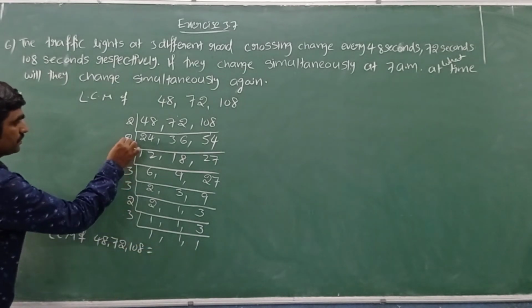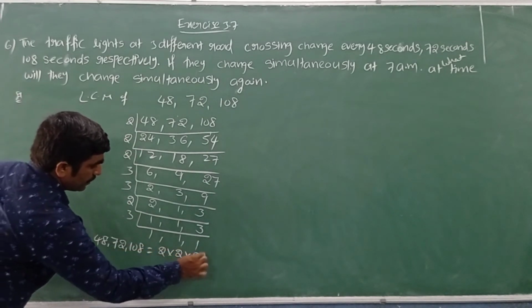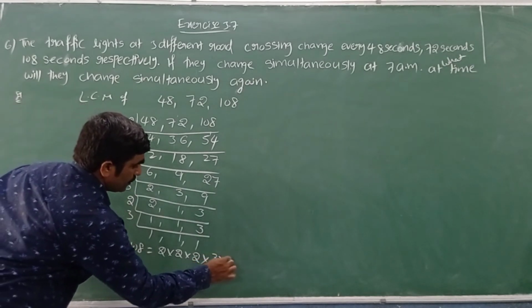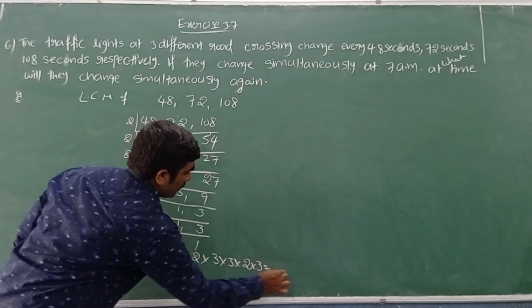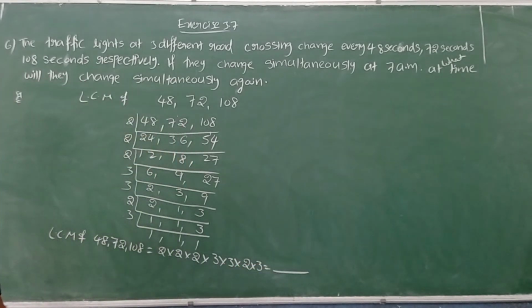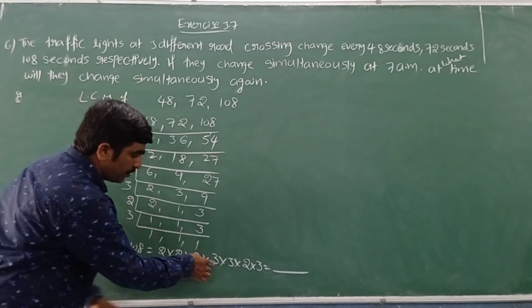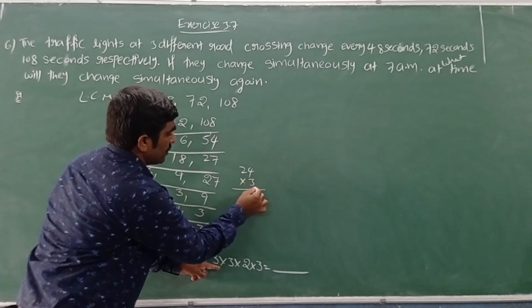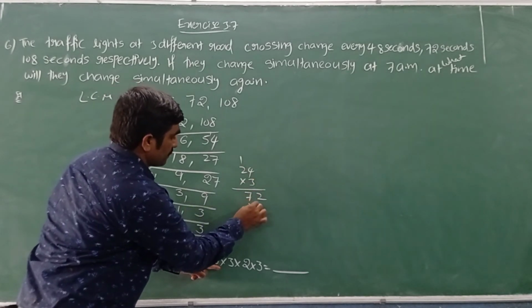2 three times. 2 into 2 into 2 into 3 into 3, into 2 into 3. Multiply all this, which gives the LCM value. Let us multiply now. 2 2s are 4, 4 2s are 8, 8 3s are 24, 24 3s are 72.